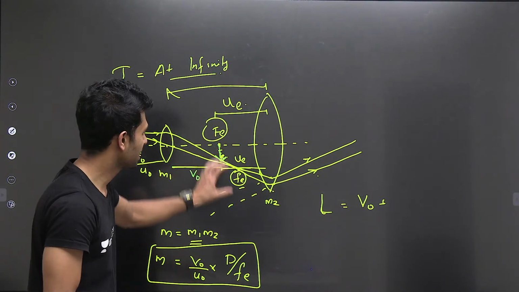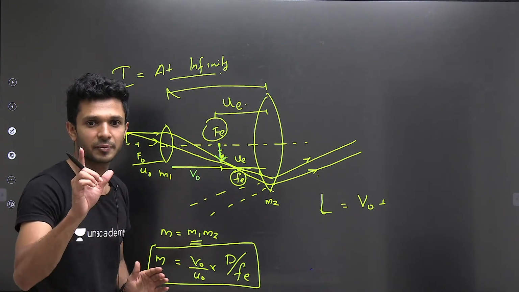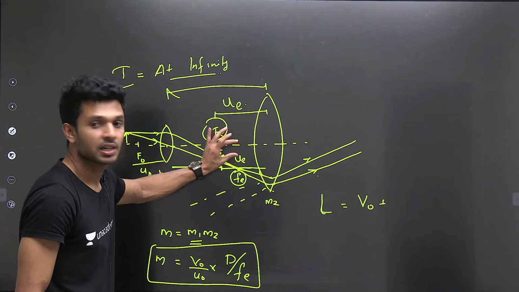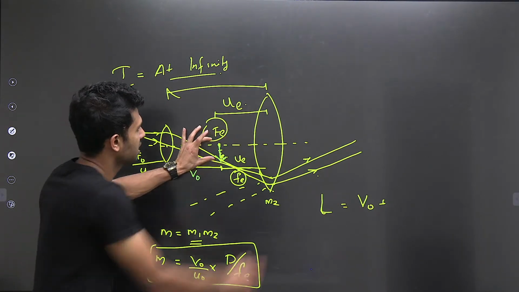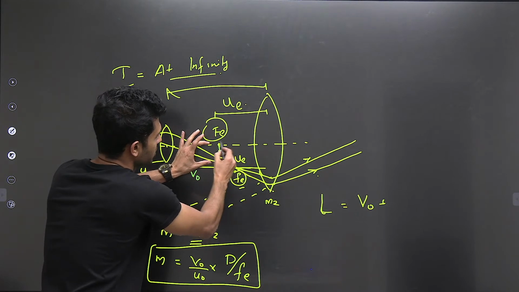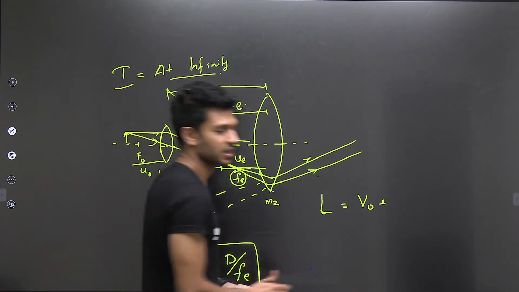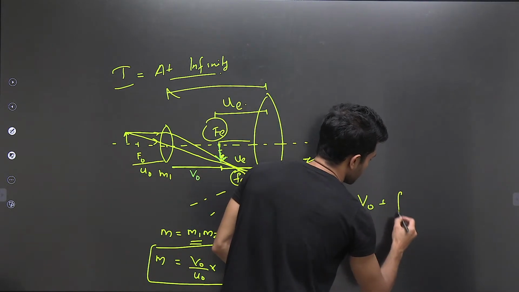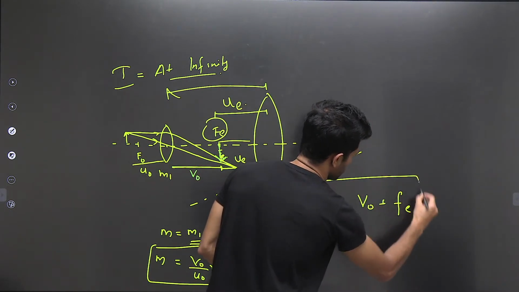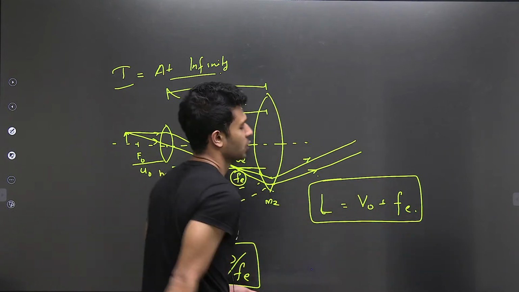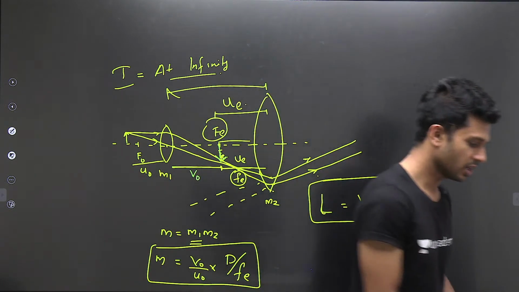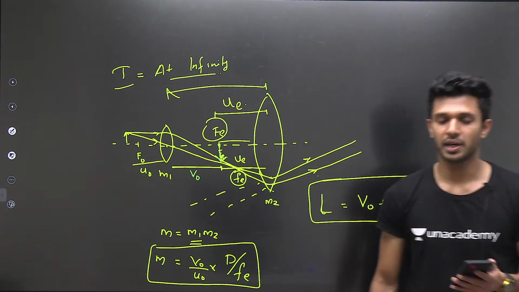That is the reason why the final image is formed at infinity. So UE, the distance of the object from the eyepiece, has to be equal to its focal length because the final image is formed at infinity. So this is the focal length of the eyepiece. That's it, done. Only this much to learn from the part of microscope.